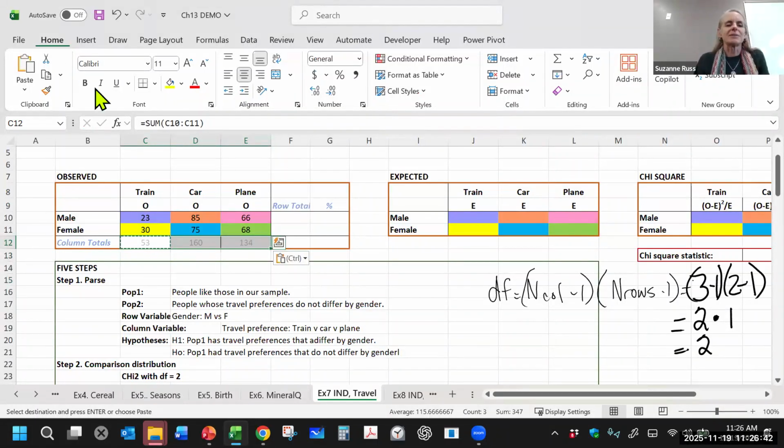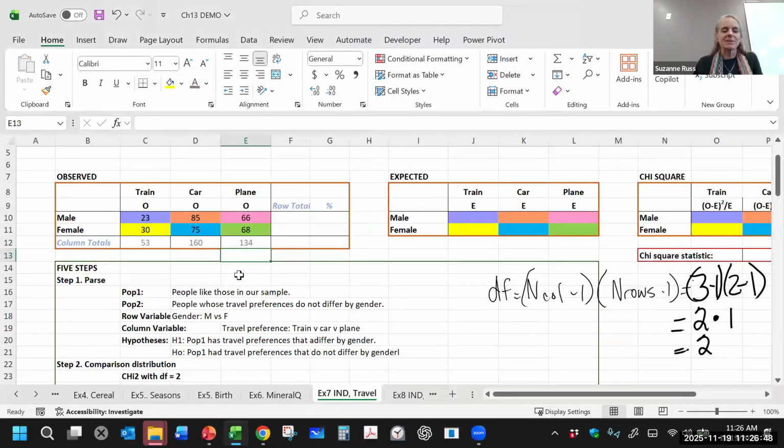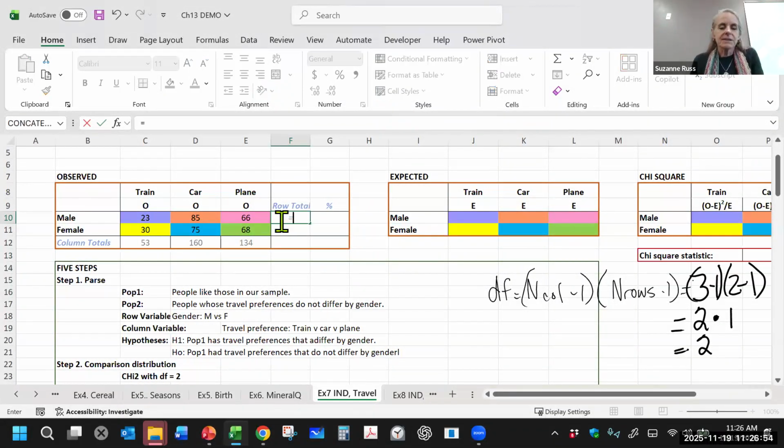What do you guys prefer? I love train travel, but it's way too much money. It's unfortunate. Just darkening that so we can see it better. Anyhow, our row totals. Let's get these.